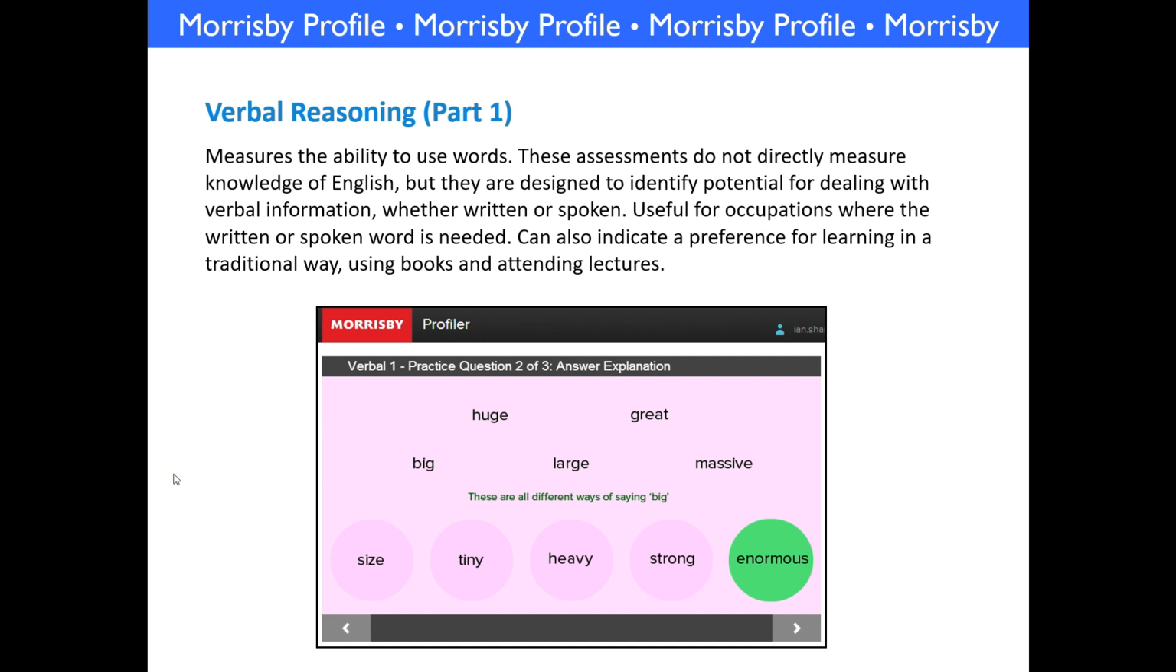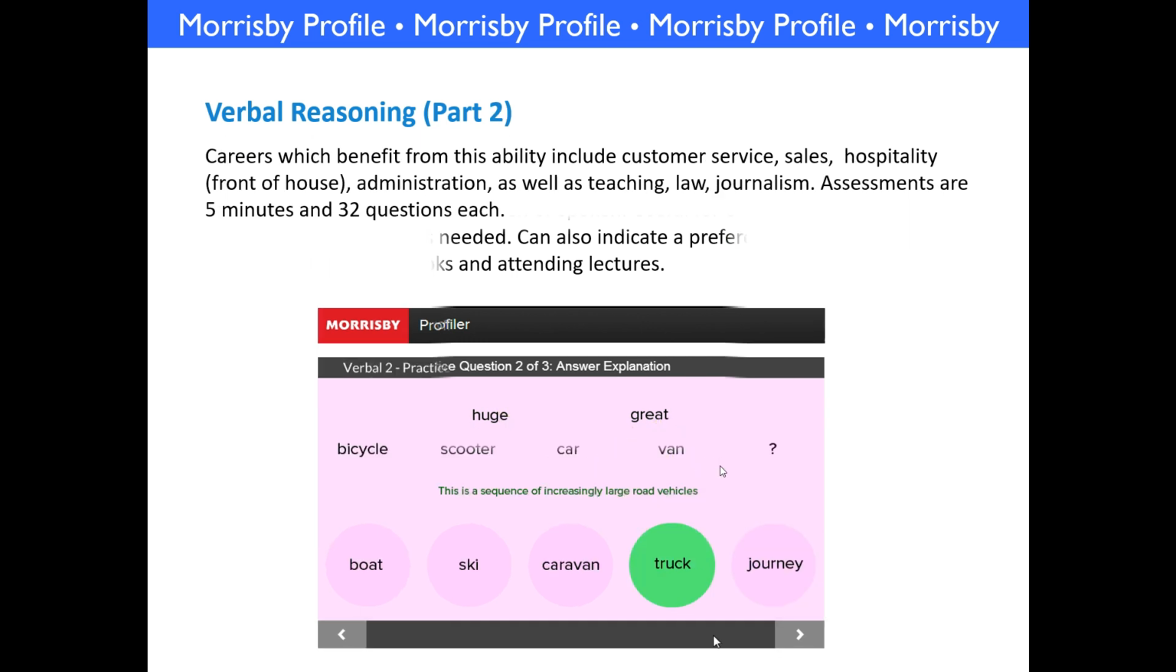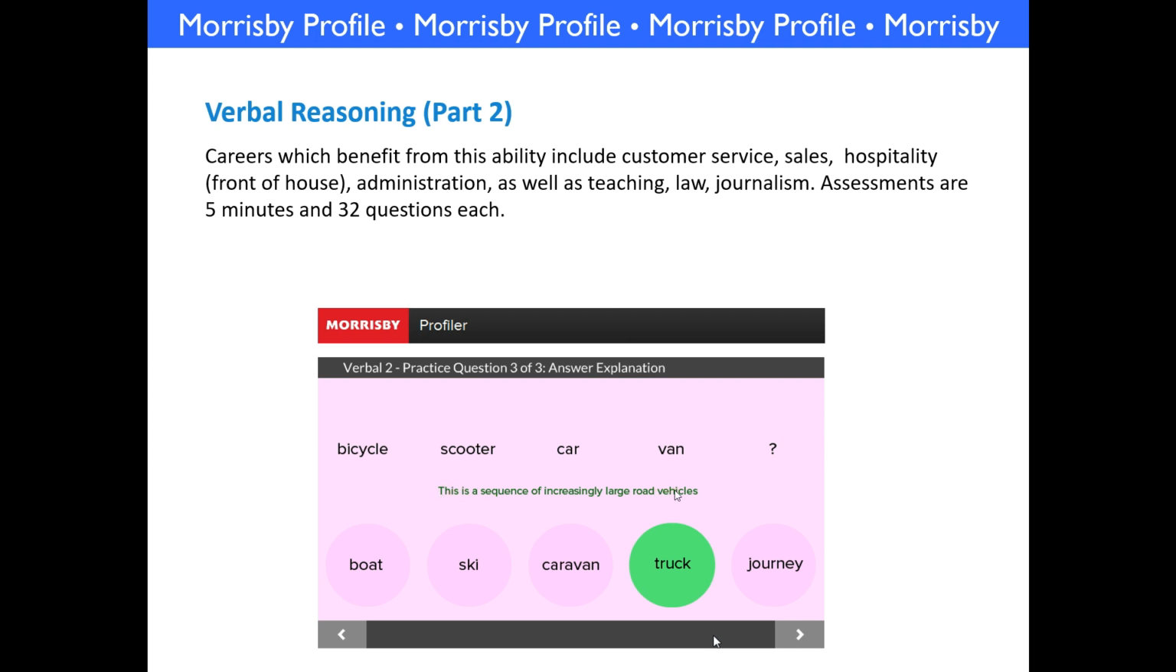Kind of things we're measuring. Well, there were 2 verbal reasoning exercises. This is the first one, 5 different words all saying big. And in the second one it's a sequence here of increasingly large road-going vehicles. Now, verbal reasoning is the ability to see the links between concepts presented in words.